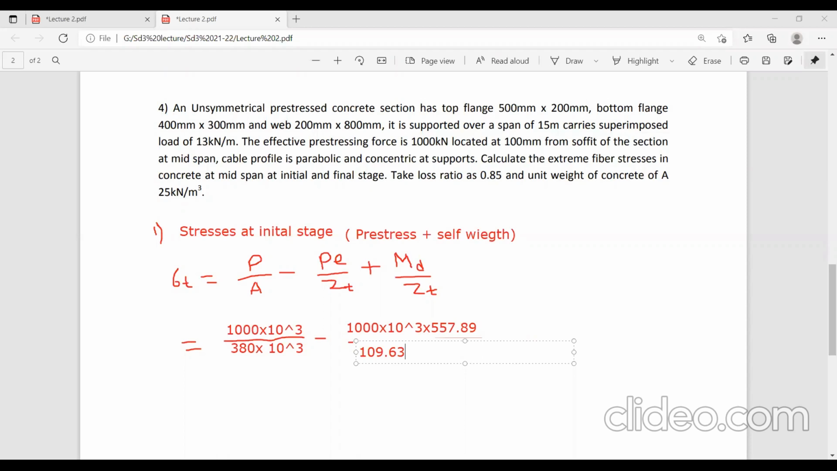How much you got, student? Yesterday we have calculated section modulus at top, ZT equals I by T. How much you got? 109.63 into 10 raised to 6 mm3.